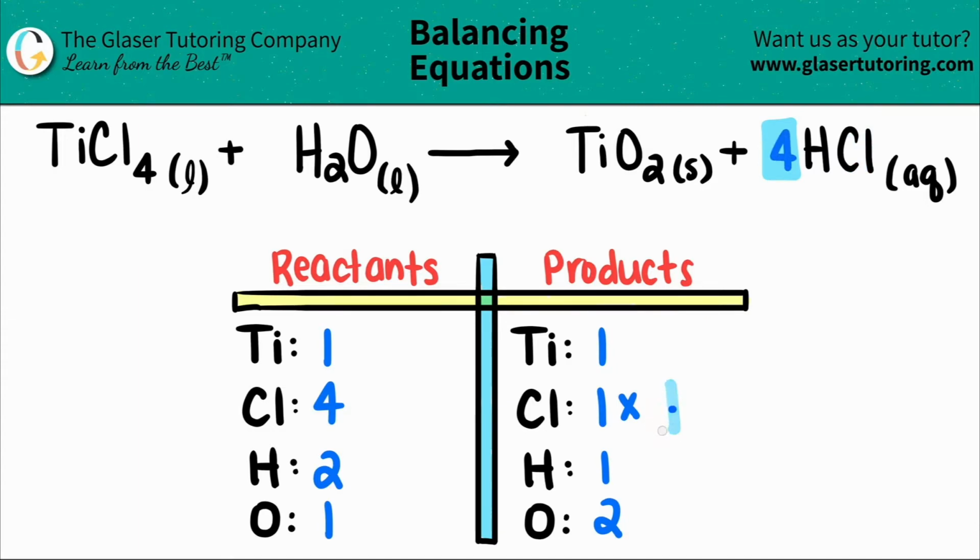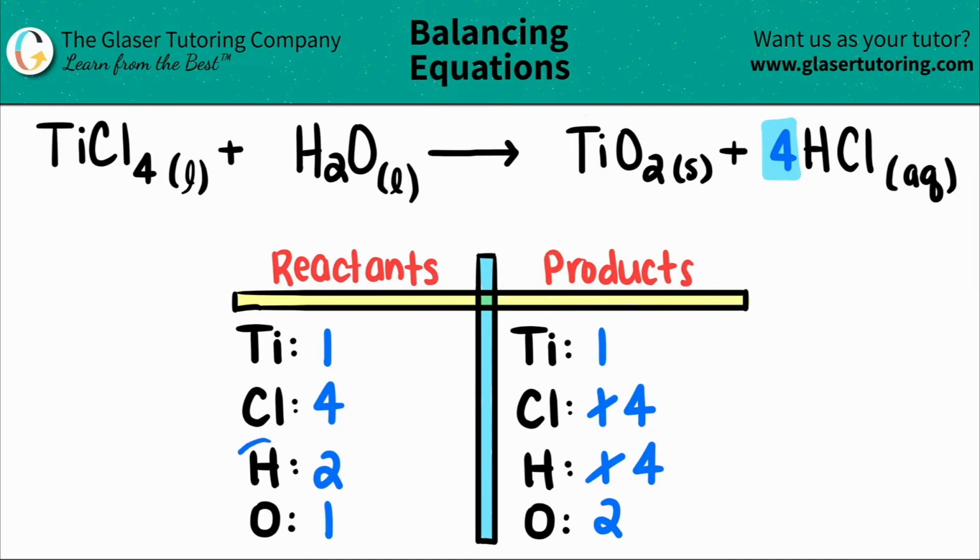But now you just have to be careful. You have to distribute that number to all the elements in that compound, which means that the hydrogen and the chlorine are going to change. I now have 4 hydrogens, so scratch the 1, I put a 4. And, just like I was trying to do, I have 4 chlorines. So we're good there. Now let's see.